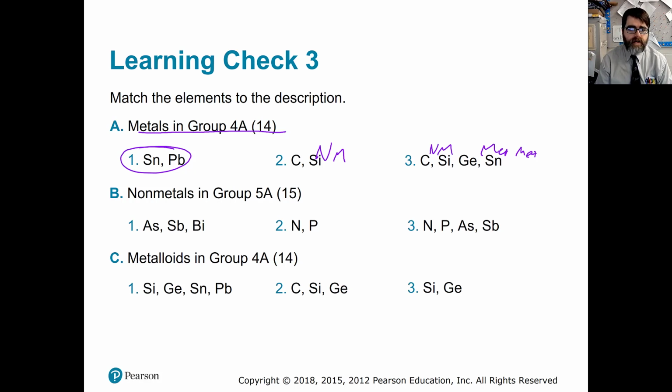The non-metals in group 15, that would be these. These down here are the metalloids followed by a metal. And here you have your non-metals, as we just answered there, and then the metalloids again. The metalloids in group 14, well, I kind of labeled those up here, but your metalloids are those two. This one here includes a non-metal, and then the metalloids, and this one here includes the metals and the metalloids.